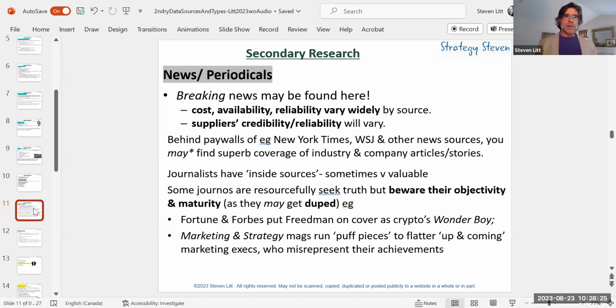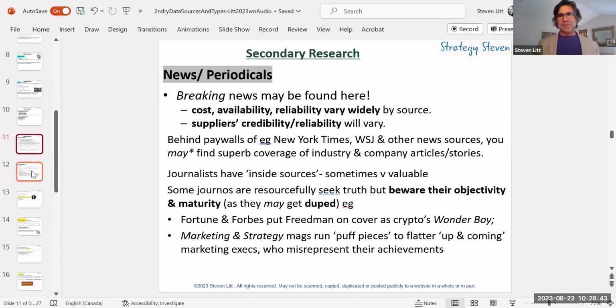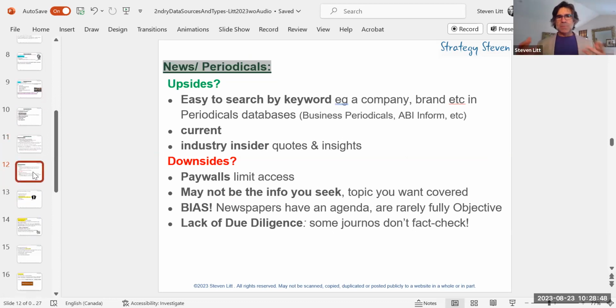Oops, awkward moment. Marketing and strategy magazines do tend to run the occasional puff piece, a complimentary, overly flattering view of a marketing executive, very confident types who tend to puff up their achievements, and then they may or may not fact check the reality of those achievements. So news, upsides: easy to search by keyword, very current, that's why it's called news, industry insider info. Downsides: paywalls, may not be the info you seek, possibility of bias and lack of due diligence on behalf of the journalist.